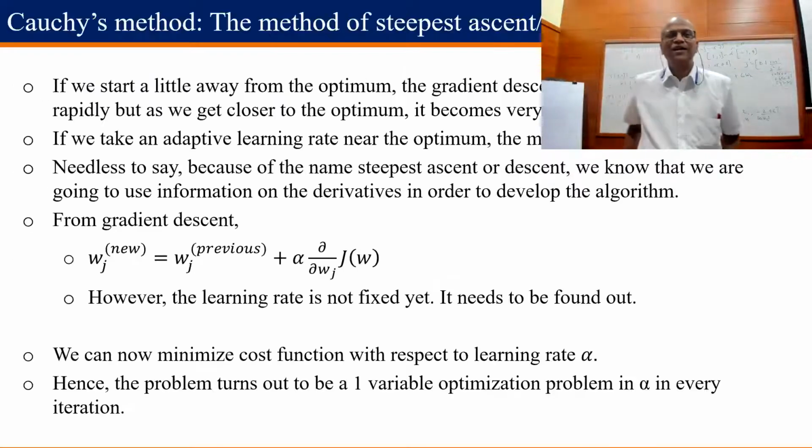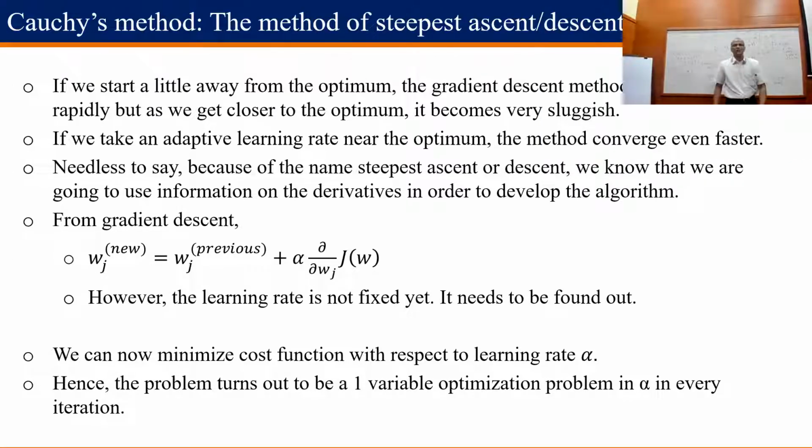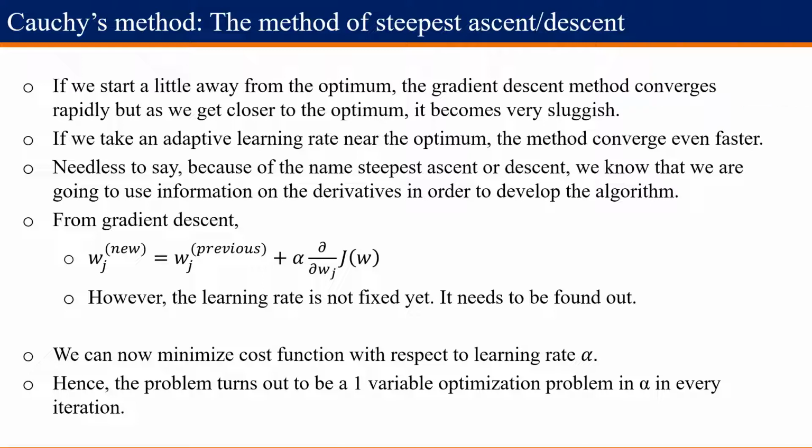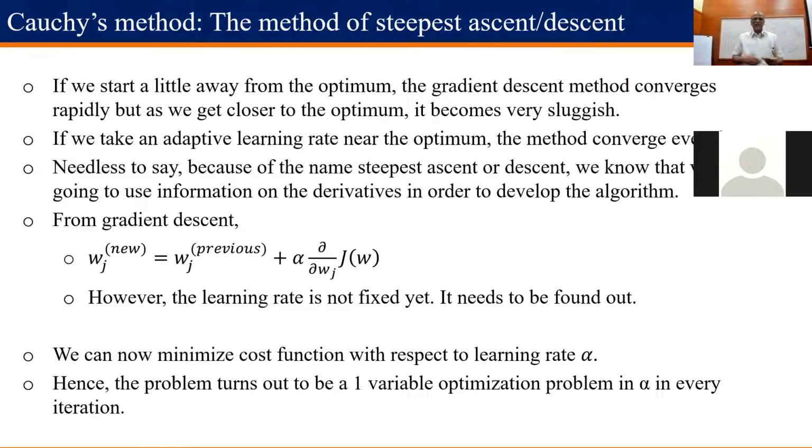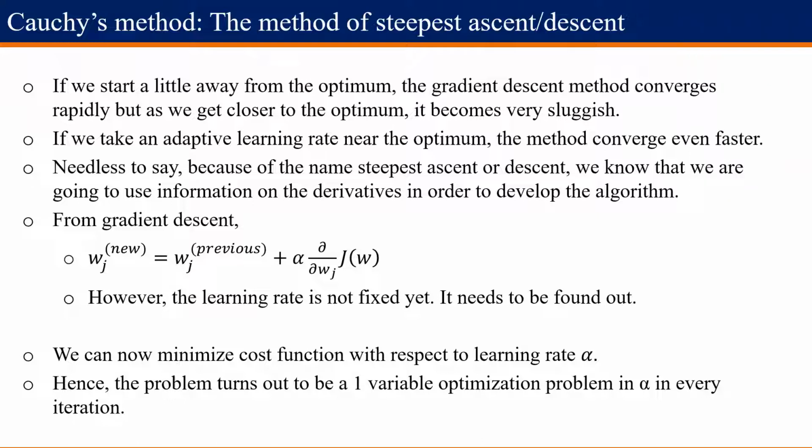All right. Now, Cauchy's method. What is this Cauchy's method? It says that this alpha 0.05 seems to be an external fit. What happens if it is a misfit? There should be some more scientific way of solving this problem. If alpha is chosen to be very small, the convergence could be very sluggish. Therefore, suppose we take some adaptive learning near the optimum, the method can converge faster also.